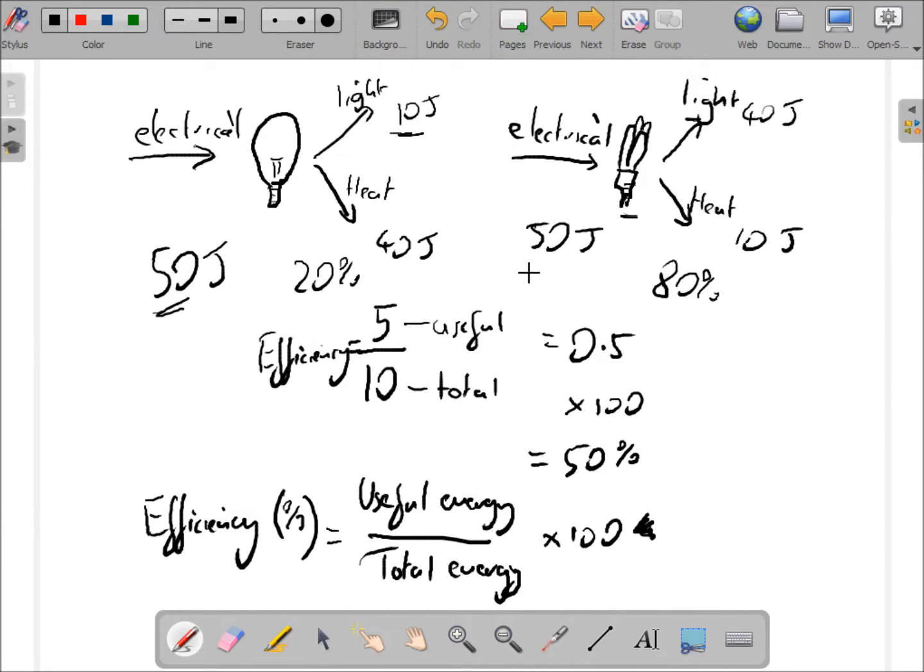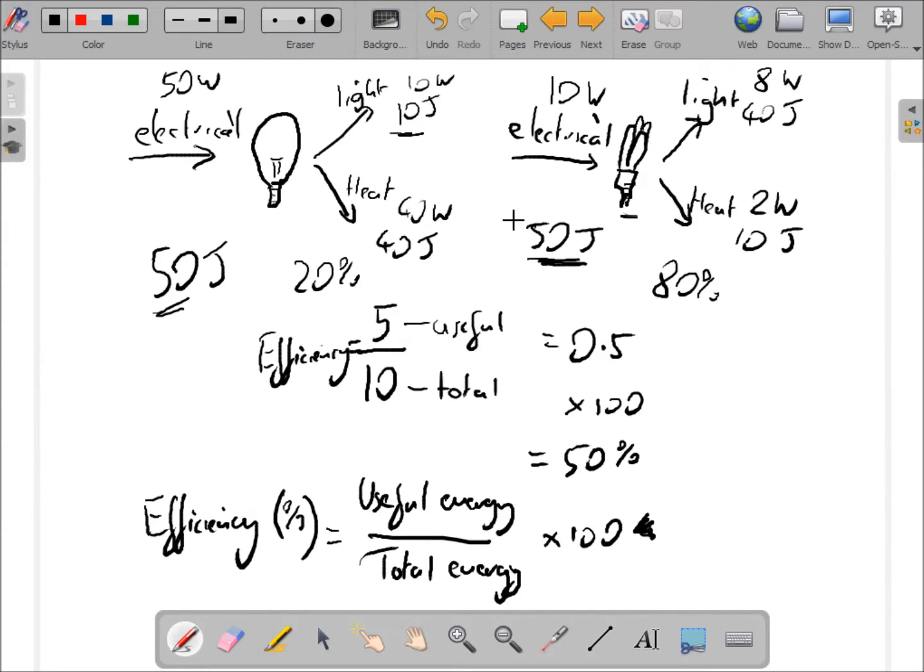Now it doesn't actually matter whether we use joules or power, watts. We could have done the same example with the wattages from the previous page. So we could have said out of 50 watts, 10 watts is produced as light, 40 watts is produced as heat. Here we could have said 10 watts of electrical energy is supplied, and out of that 8 watts come out as light, and 2 watts come out as heat.